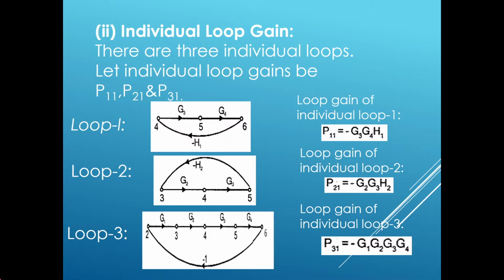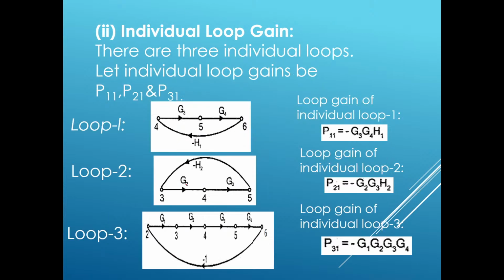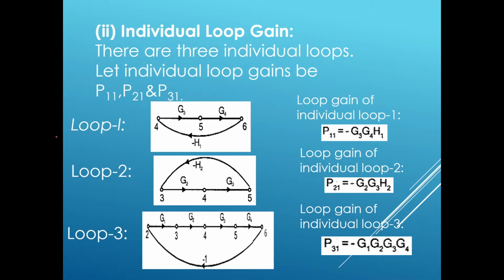So I hope you have written. Now let us determine the gain products of non-touching loops. Next step. So for that, let us see, is there any pair of loops which is not touching? For that, it's better to look at the loops. So there is node 4, node 5, and node 6 in this loop. So here node 4 is there, node 5 is also there. So loop 1, loop 2 are touching, and in loop 3, 4, 5, 6 nodes are there. So loop 3 is also touching loop 1.